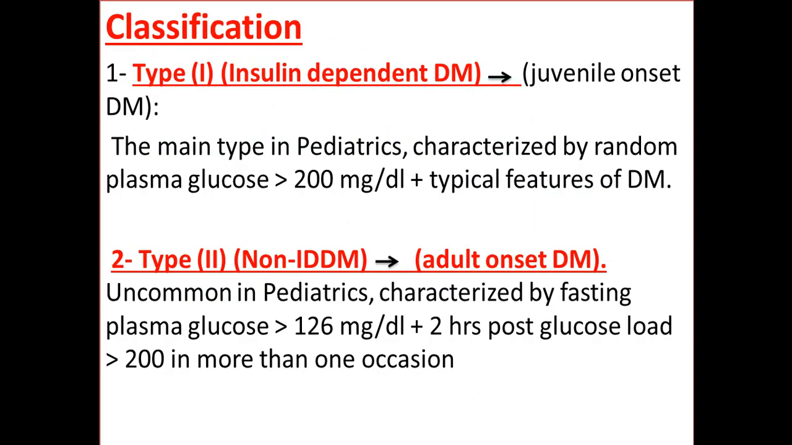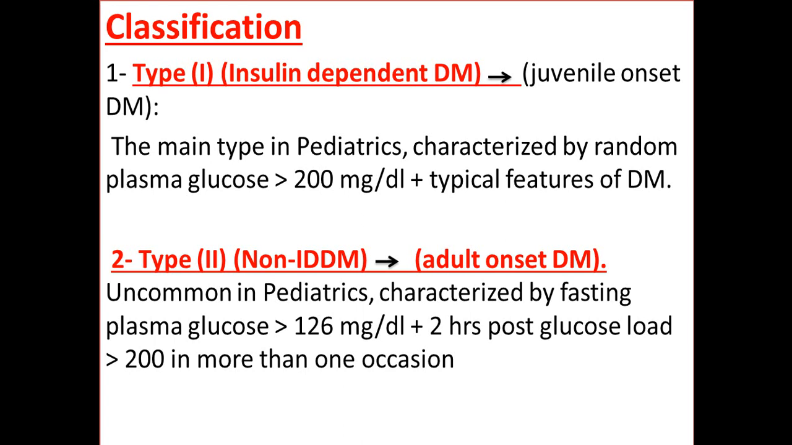The classification, we have many types. Type 1 is insulin dependent diabetes. Here we call it the juvenile type. It is the main type in pediatrics. Here the random blood sugar is more than 200 milligram per deciliter. There are typical features of diabetes like polydipsia, polyphagia, and polyuria with decreasing body weight.